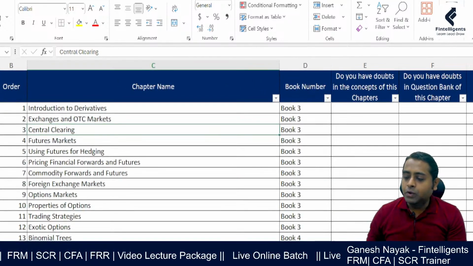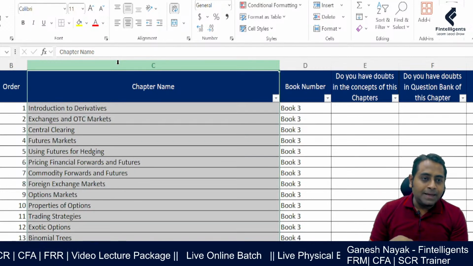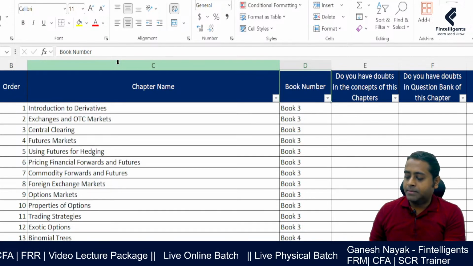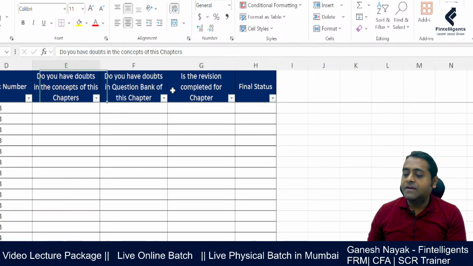Now when you look at my Excel sheet, what I've done is I've kept the series of chapters. Then I've also kept the book number, whether it is for book 1, book 2, book 3 or book 4, and I have created a few sections.